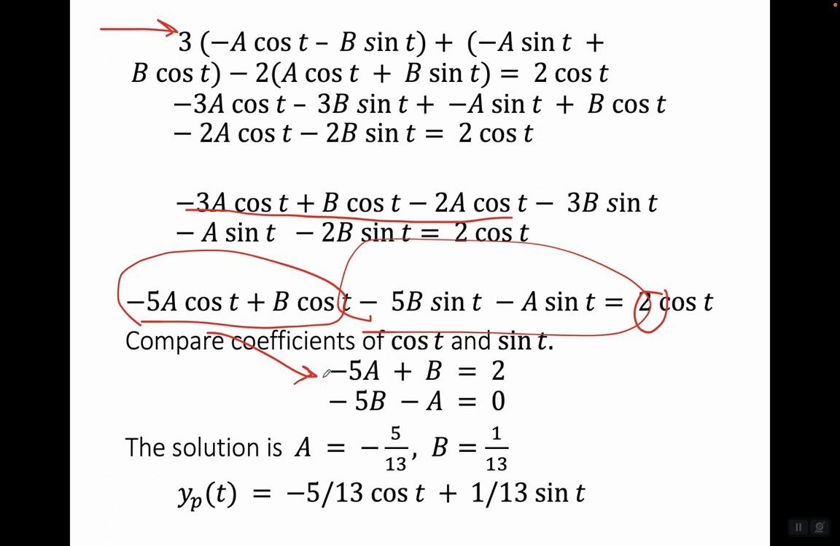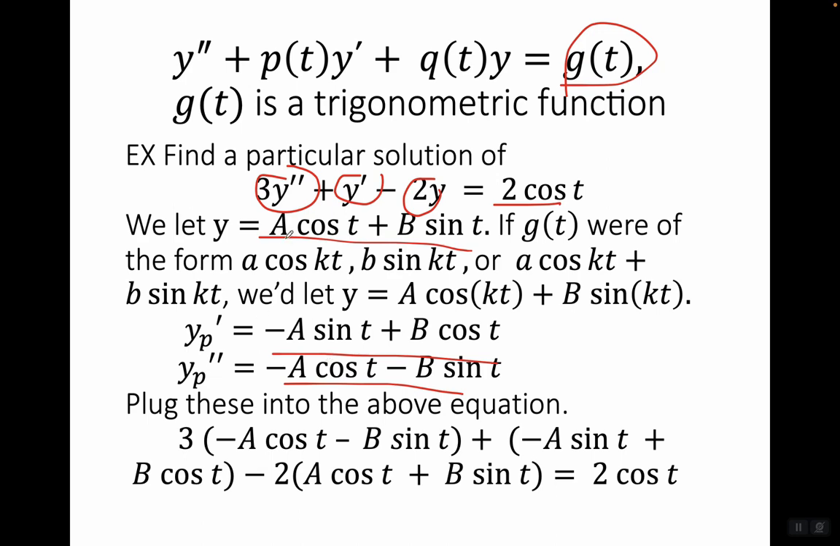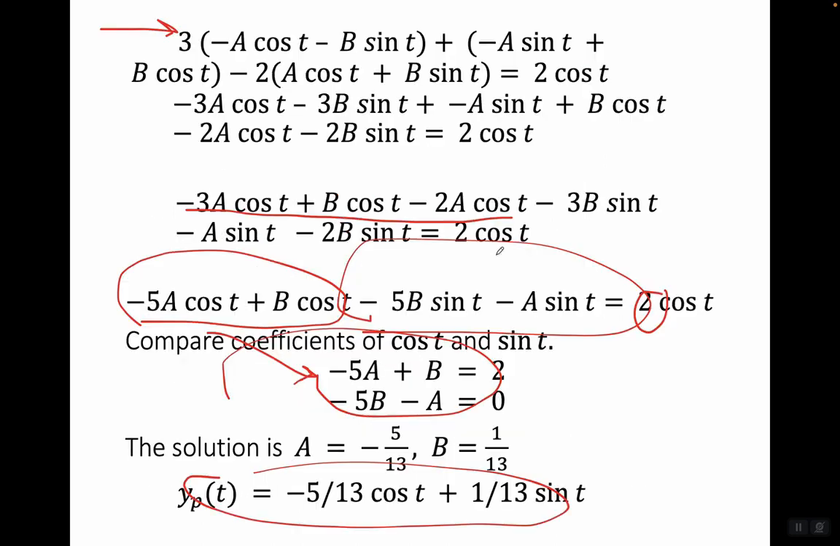The solution to this system of equations turns out to be a equals negative 5/13, b equals 1/13. So those are the coefficients we want for cosine t and sine t, because again, remember, that's what we're looking for, y equals a cosine t plus b sine t. So our solution, our particular solution to the differential equation, is y equals negative 5/13 cosine t plus 1/13 sine t.